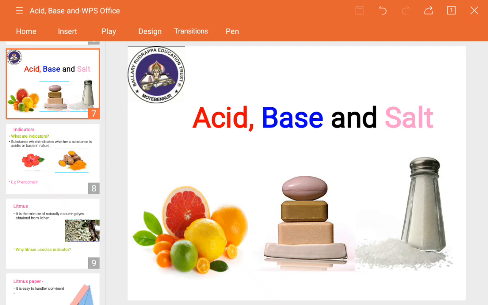We will see some tests with the help of some very specialized strips made by using some microorganisms: how they have been made and how they can be helpful. These are specialized types of paper which help to indicate colors and tell us which substance is acidic and which substance is basic. So we will move towards our topic.